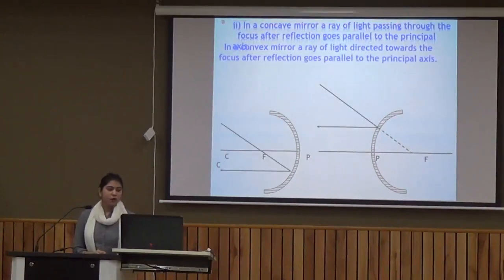Second rule: in a concave mirror, a ray of light that is passing through the focus, after reflection, will go parallel to the principal axis. If you carefully look at this rule, you're going to see that it's actually the reverse of the first one. And for a convex mirror, a ray of light that is directed towards the focus, after reflection, would go parallel to the principal axis.